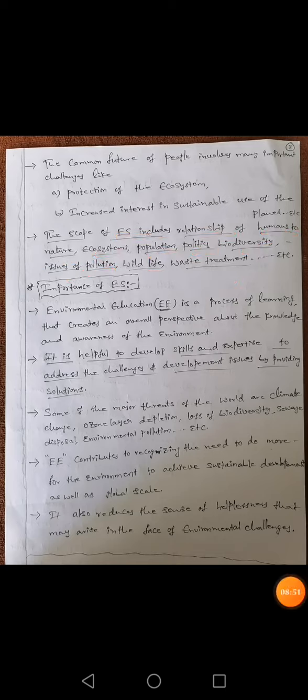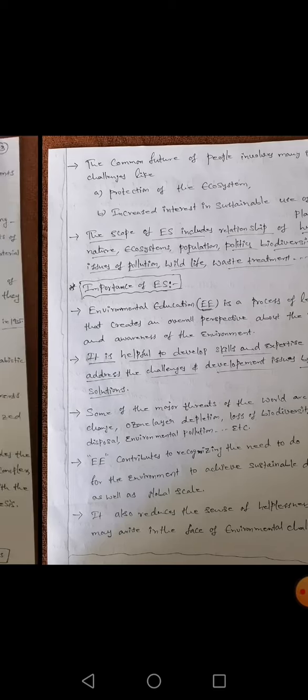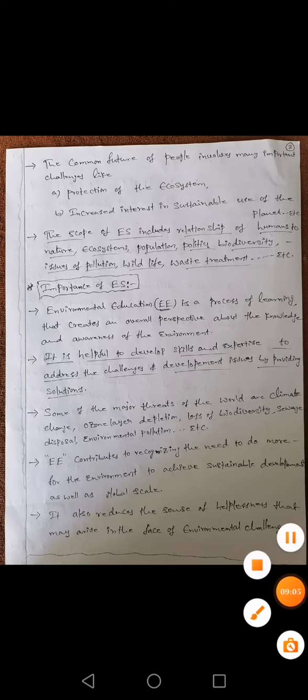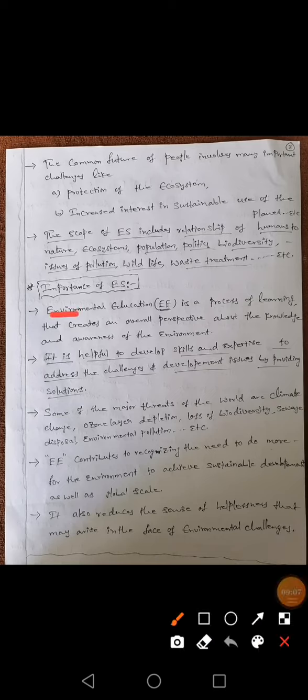Now, what is the use and what is the importance of environmental studies? Before going to environmental studies we have to do environmental education. The learning of the environment is called environmental education, and it is denoted by capital E. Simply, environmental education is a process of learning that creates an overall perspective, knowledge and awareness of the environment.